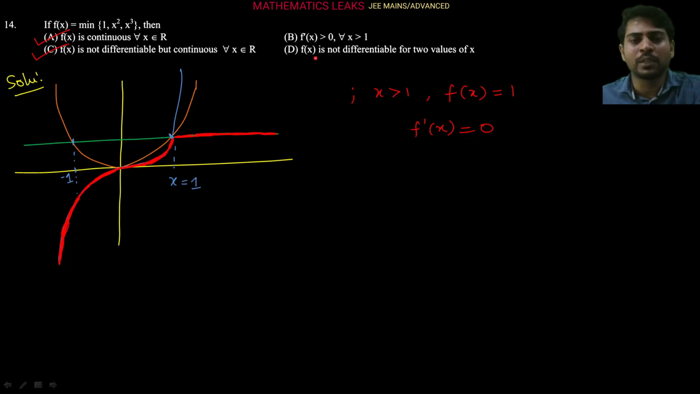And D option is saying f(x) is not differentiable for two values of x, which is absolutely wrong. Why? Because only one corner is there and there is no break or gap, so only one point of non-differentiability is coming here. So our C option and A option are correct.